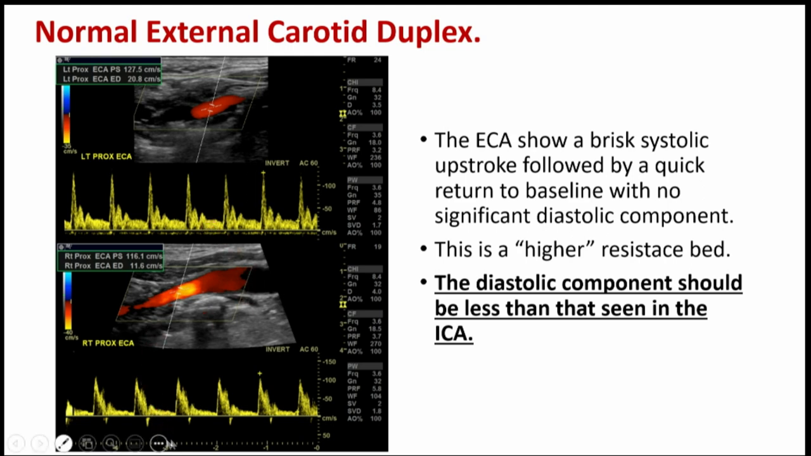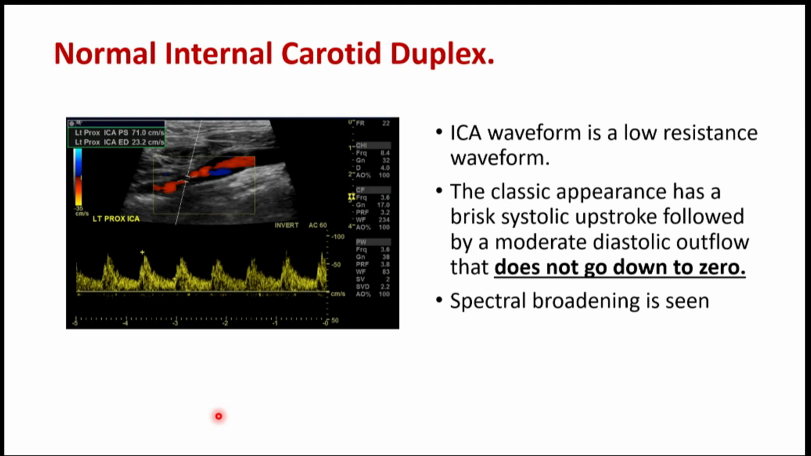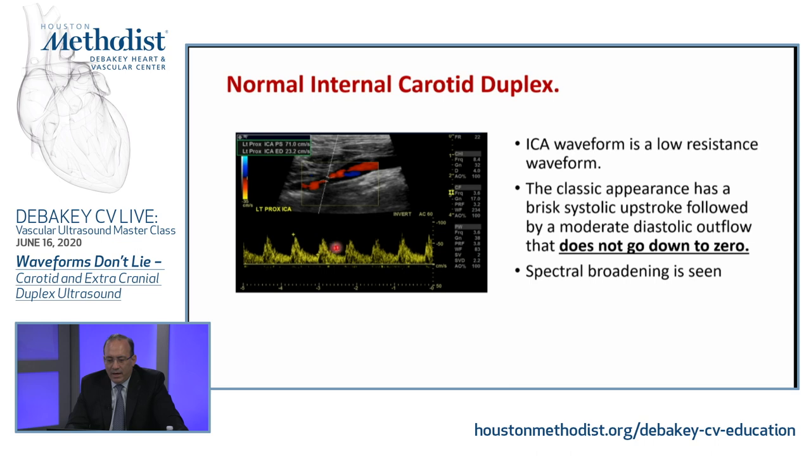And as you see here, there's a brisk systolic component, antegrade flow, and then you have a diastolic component, and sometimes it may just go directly down to zero. Contrast that to the internal carotid artery, where your systolic upstroke is not as brisk or perpendicular as that you see in the external carotid. And the diastolic component really doesn't go to zero, okay? If it goes to zero, now you're thinking there's some pathological problem. We're gonna discuss those things.